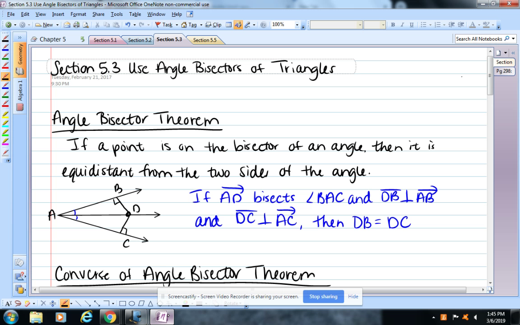We're going to finish up what we're going to talk about in Chapter 5 today. And we're going to talk about angle bisectors today. Yesterday we talked about segment bisectors. Today we're going to talk about angle bisectors.